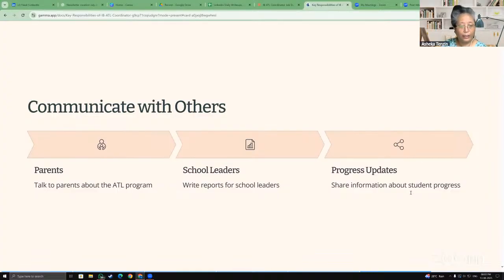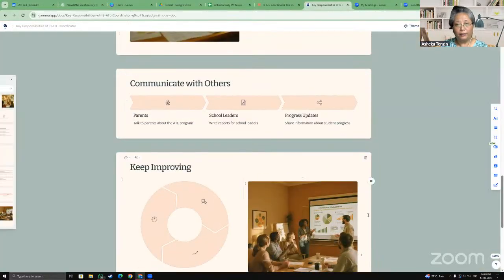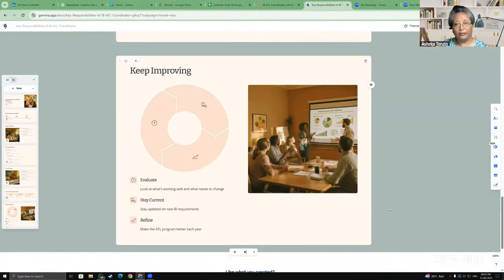Okay, so I think I'm done with the presentation. The last thing is about keeping improving. You will have to evaluate, look at what is working well and what needs to change in your planning or in the skills, if the students have achieved or not, or if you have to focus on other skills. Now you know that AI is important, right? You need to teach AI literacy. So you will add those in your progression of ATL skills.